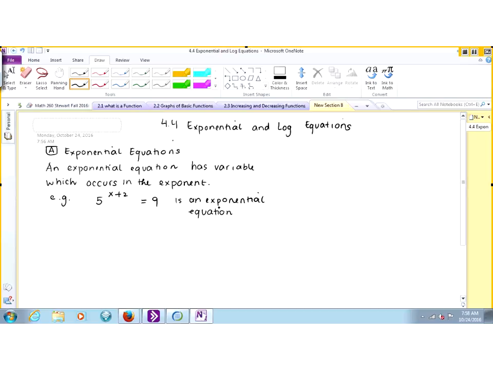Now, the next one, what about if I have something like this? x cubed plus 5x squared minus 3x equals 0. Is this an exponential equation? No, why not? Yeah, the variable's not on the exponent. So what do we call this? Polynomial equation. That's right. Or cubic equation because it's degree 3. You're right. This is not an exponential equation.